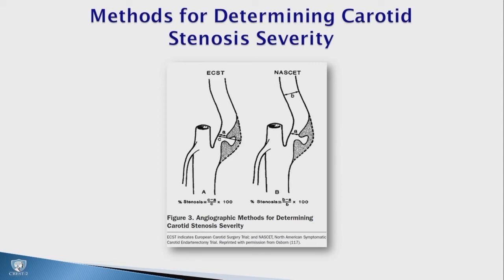There are basically 2 ways the trials have classified stenosis, and to some degree this has added to the confusion in the literature. There's the way that was used by the Europeans in the European Carotid Surgery Trial, which you see on this side, and the way the North American Symptomatic Carotid Endarterectomy Trial measured it. So the way it works is you need 2 diameters, essentially, to generate a percentage.